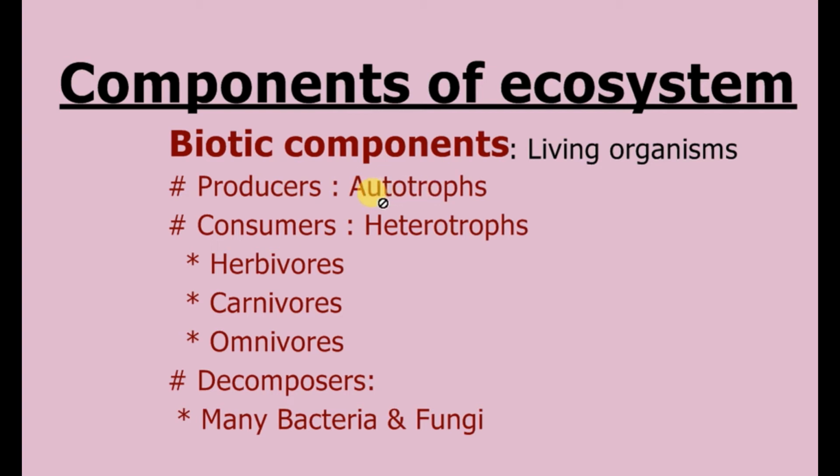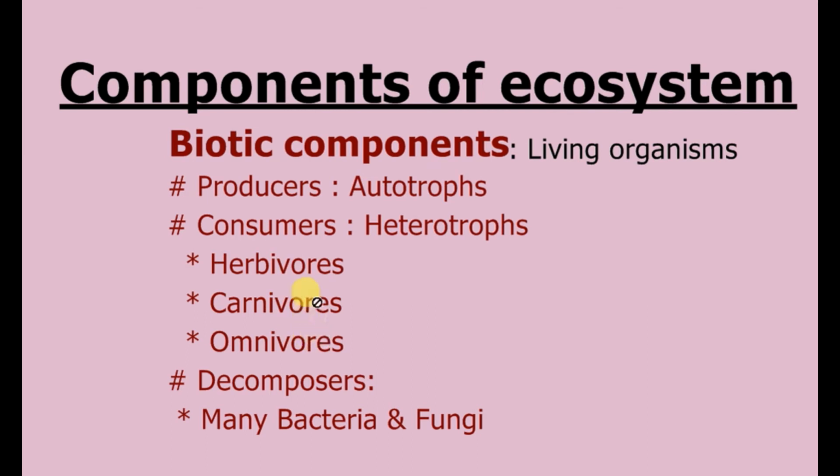Producers or autotrophs. Auto means self, troph means nutrition. So the organisms which can prepare their own food are known as autotrophs or producers. Then consumers. These consumers are heterotrophs. They cannot make their own food and they depend upon producers for their food, either directly or indirectly. Like herbivores, they directly feed on the plants. Carnivores feed on the herbivores because they are flesh eaters. Omnivores can eat plants as well as animals.